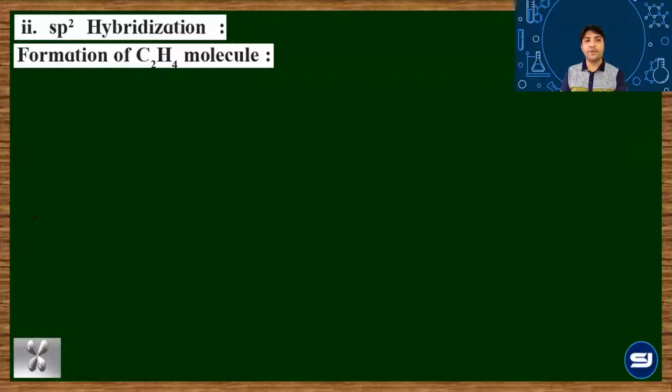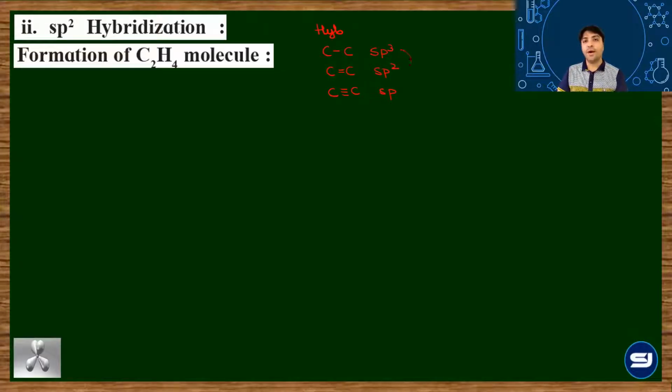Now, after SP3 hybridization, we move to SP2. When I discussed organic compounds, I told you to remember the hybridization for the carbon-carbon single bond in alkanes, double bond in alkenes, and triple bond in alkynes. And what were the hybridizations? SP3, SP2, SP1. SP3 for alkane, single bonded, SP2 for alkene, and SP for alkyne.